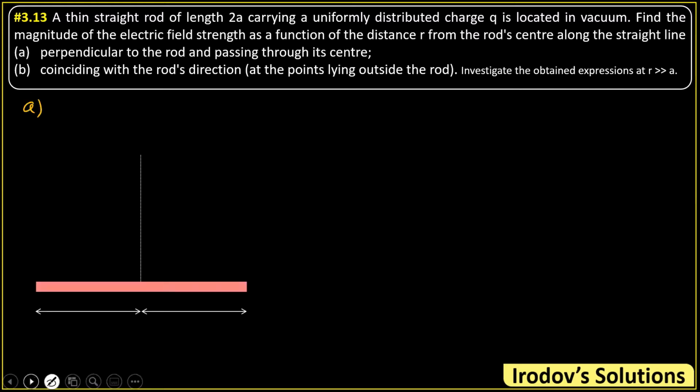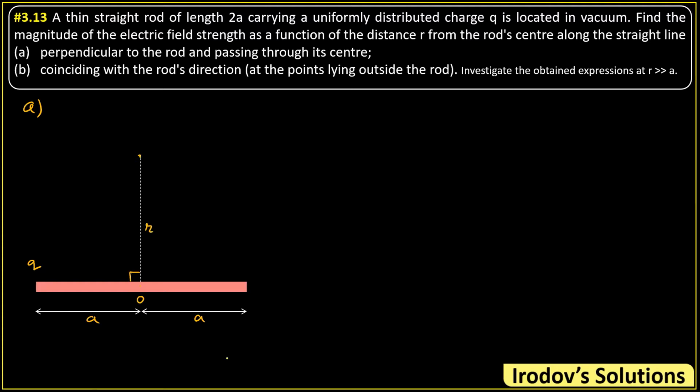So this is the rod. This rod has a total charge Q and total length 2a. And this is the midpoint of the rod, say O. And we have to find the electric field at a distance r along a direction which is perpendicular to the rod from the center. So we have to find the electric field at this point along the perpendicular bisector of the rod.